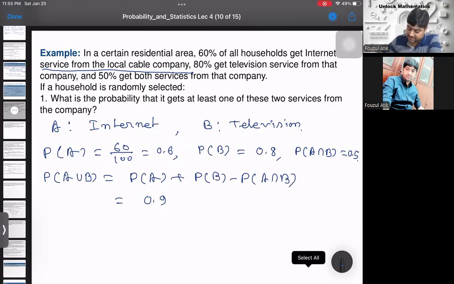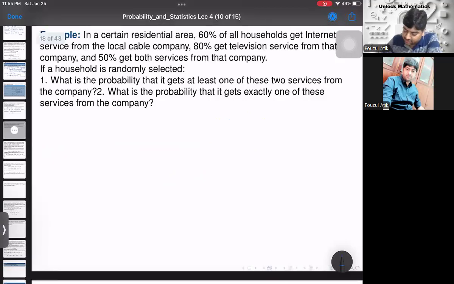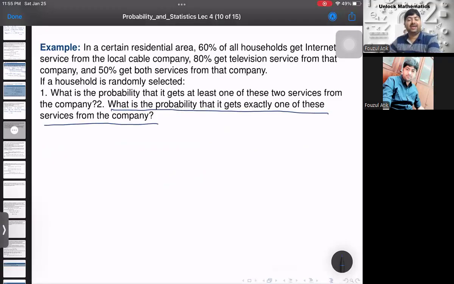Now, this question has another part to it. It says, what is the probability that it gets exactly one of these services from the company? Exactly one means either the household gets internet, or it gets only the television, but not both. So you should not have that case. So how to solve this?